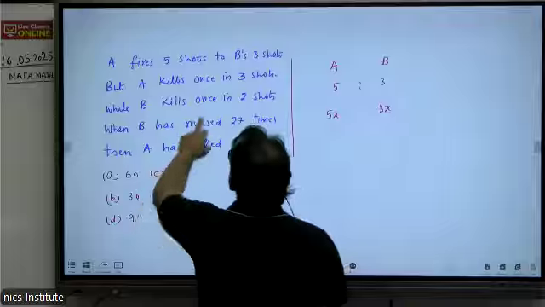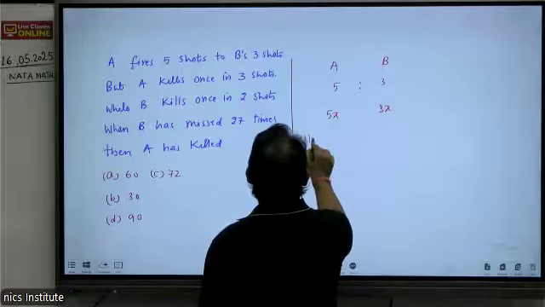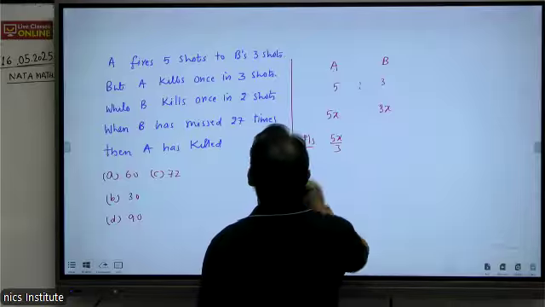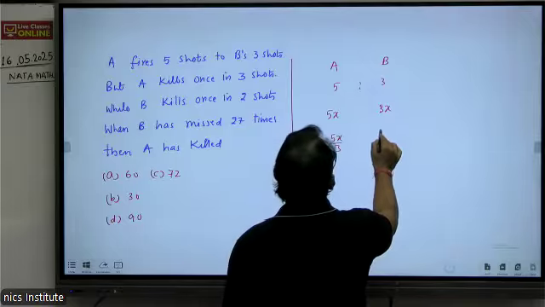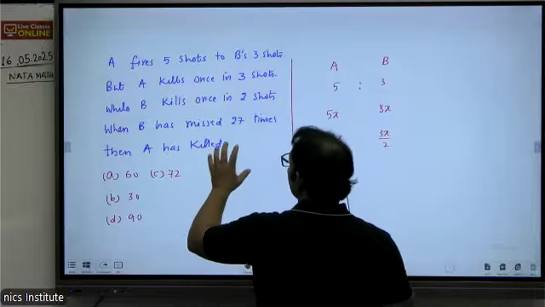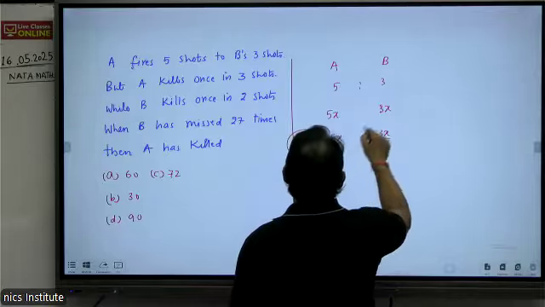But A kills once in 3 shots. So as far as kills are concerned, how many kills for this? A will be 5x by 3, 1/3. Whereas for B, how many kills? Half, once in 2. So the success rate of B is 50%. So the number of kills would be 1/3 for A, one half for B.